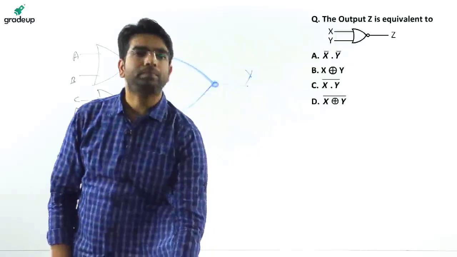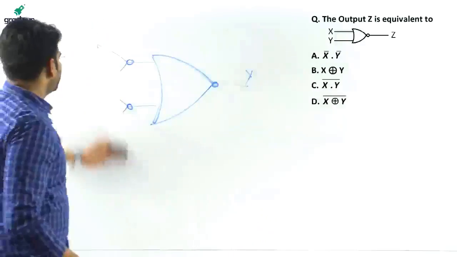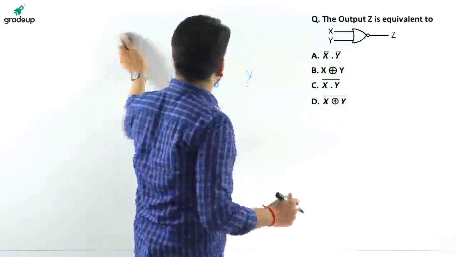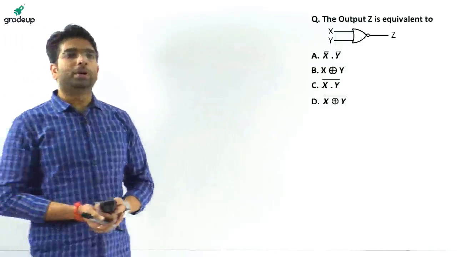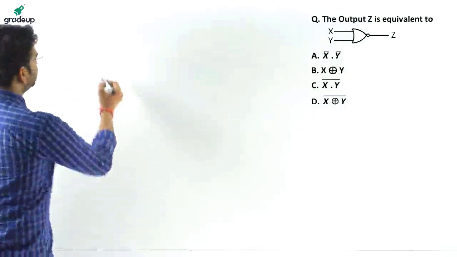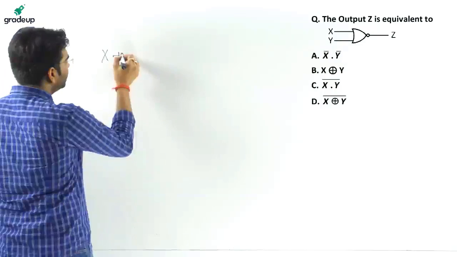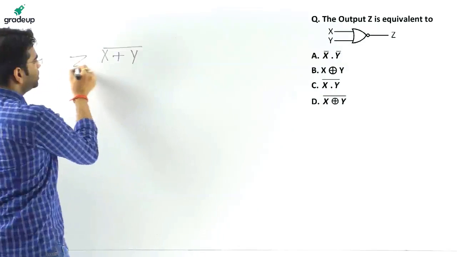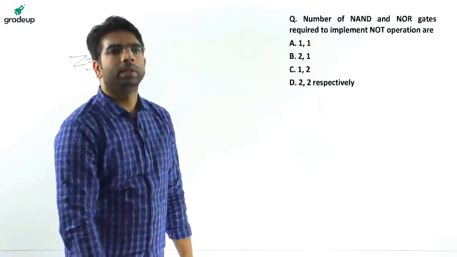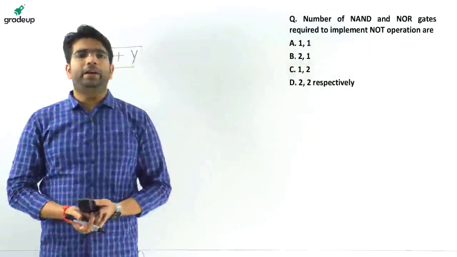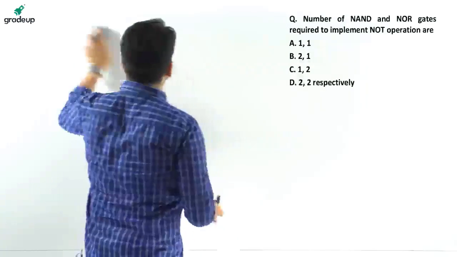Okay. The output Z is equivalent to, what is the output Z? I want answers from you all before I solve this question. The output Z is equivalent to, okay, what is the expression? It is OR followed by Z. Okay. The number of NAND and NOR gates required to implement a NOT operation is, what was it? It was 1 and 1.